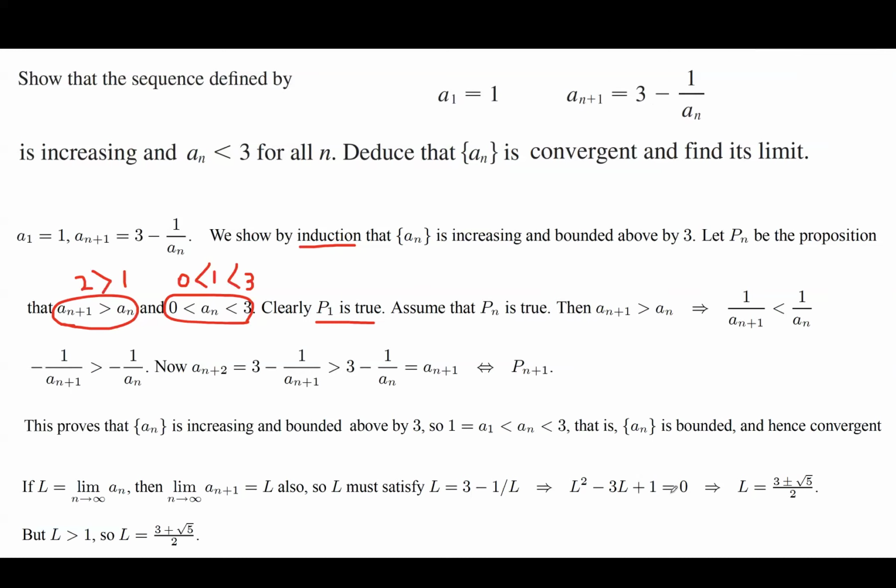Now, if you do a little bit of algebra and solve this quadratic equation, the limit of the sequence becomes 3 plus square root of 5 divided by 2.